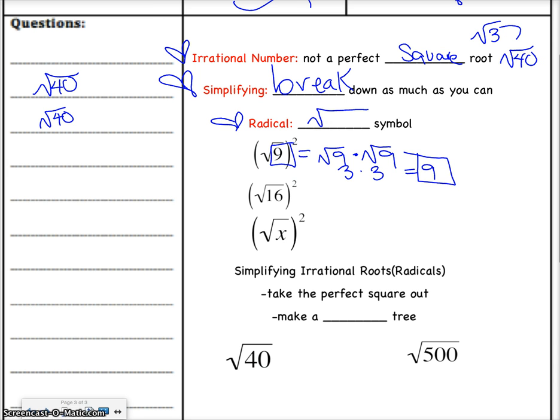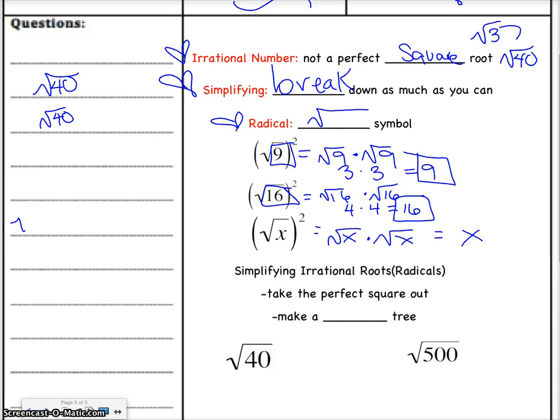Let me test that hypothesis out. The square root of 16 squared is really root 16 times root 16, which is 4 times 4, which is 16. Hey, look at that. That's interesting. It's the same number that's inside the square root symbol. So then I can generalize this and say the square root of x squared is going to be root x times root x, which will just be x.